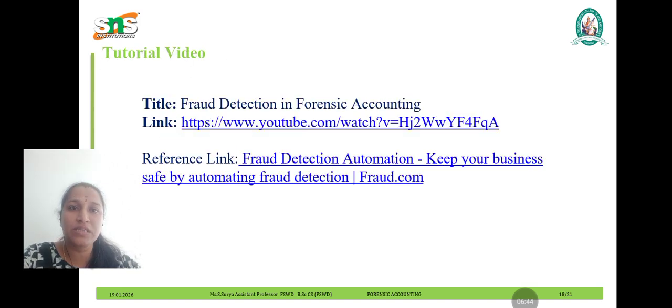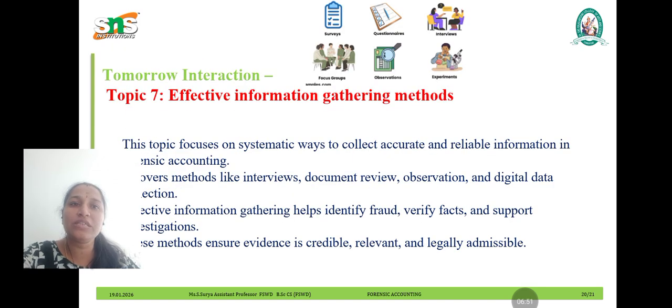I have given puzzles here so you can go through them, and the tutorial video has also been shared, so you can check it. Tomorrow's topic is effective information gathering methods. What is an effective information gathering method? It collects accurate, reliable information through interviews, document reviews and observations. Information gathering helps identify fraud and verify the facts in the investigation. Finally, we ensure the evidence is credible, relevant and legally admissible. So thank you all.